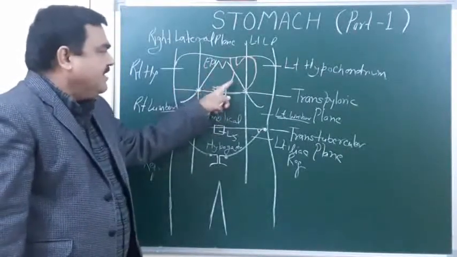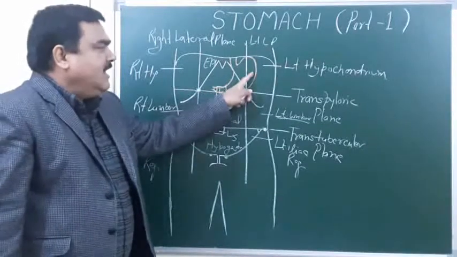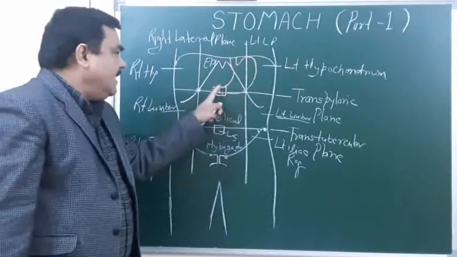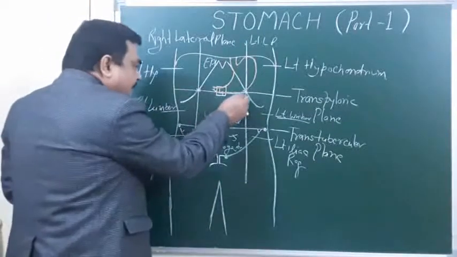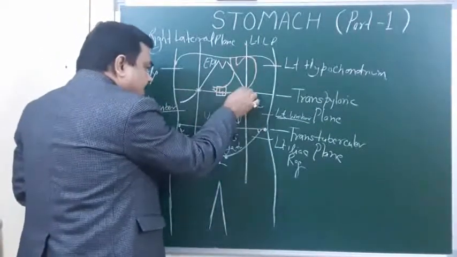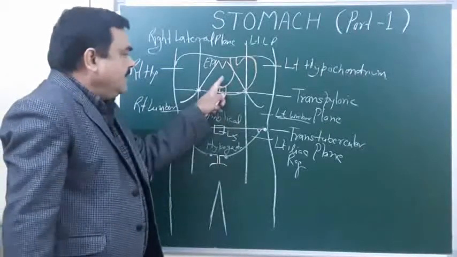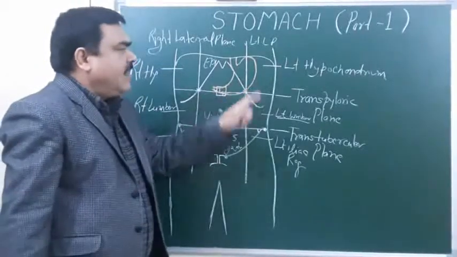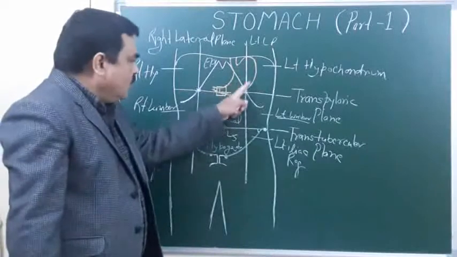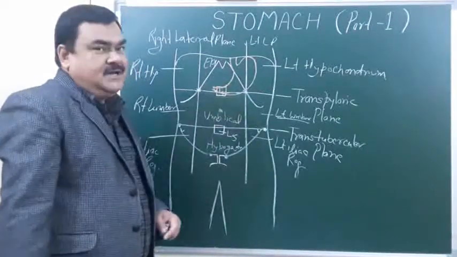This is the epigastrium. It lies in the left hypochondrium. It lies in the umbilical region also. Here it extends up to the umbilical region. So it is located in the umbilical region, epigastrium and left hypochondrium.